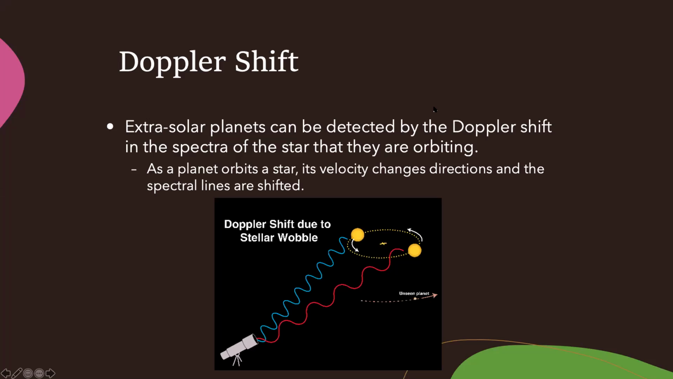right? And so this is actually a really cool application of the Doppler effect, right? This is one of the main ways that we find planets outside of our solar system. Very, very cool.